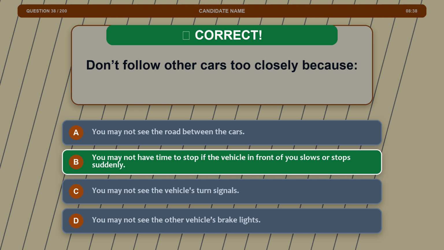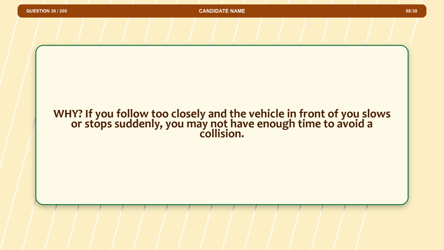The correct answer is option B. You may not have time to stop if the vehicle in front of you slows or stops suddenly. Explanation: if you follow too closely and the vehicle in front of you slows or stops suddenly, you may not have enough time to avoid a collision.